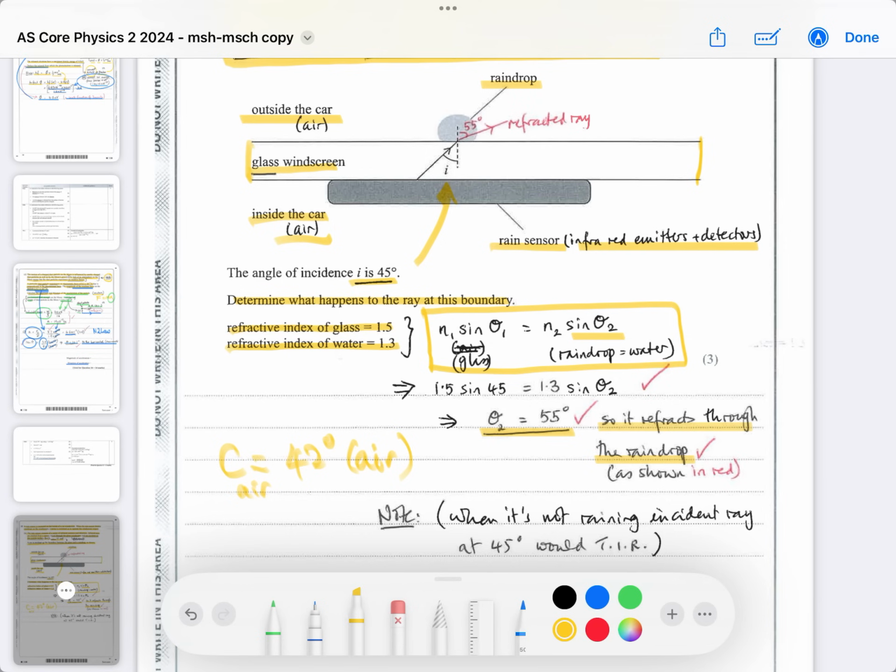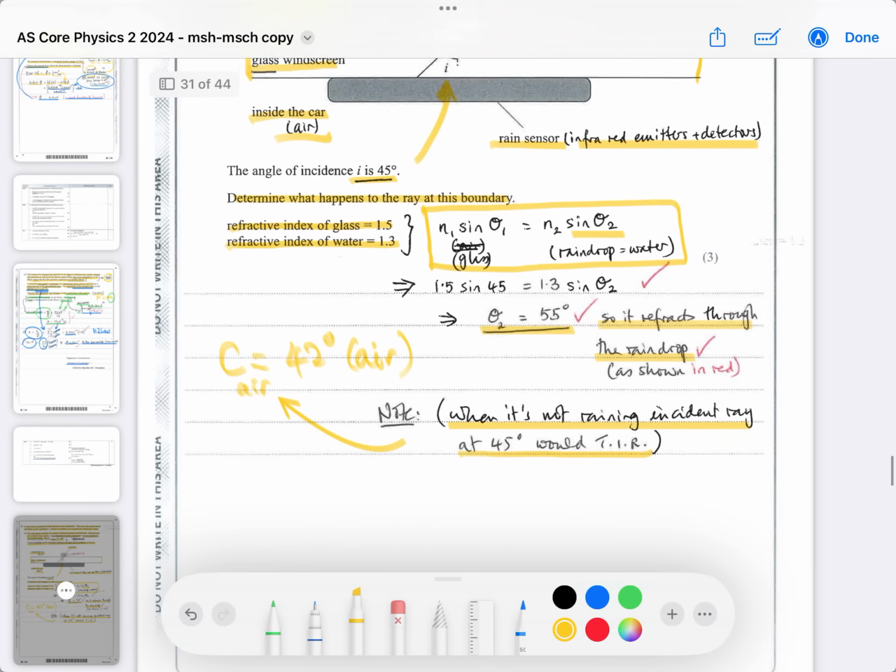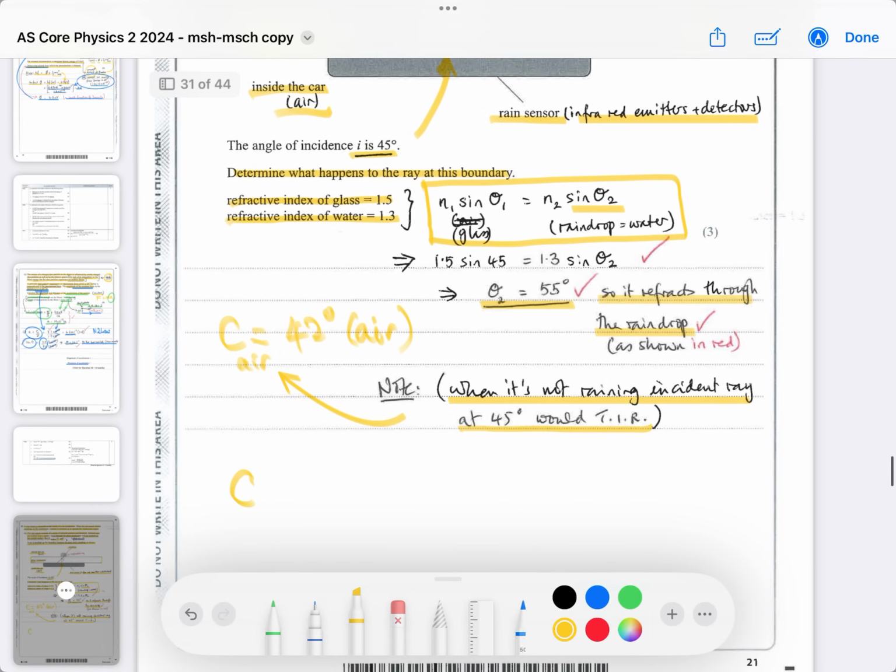It refracts. But when it's not raining, the incident ray at 45 degrees would totally internally reflect, because it would be air, and the critical angle from glass to air is 42 degrees. And if you work it out for glass to water, I think it's about 60 degrees. So the critical angle from glass to water is approximately, let's just say, about 60 degrees.